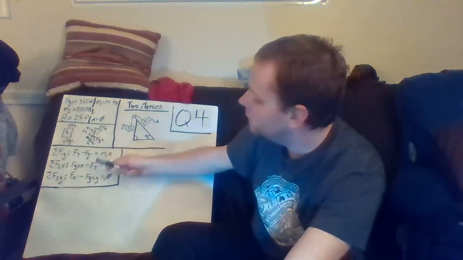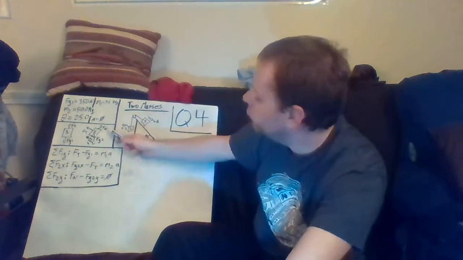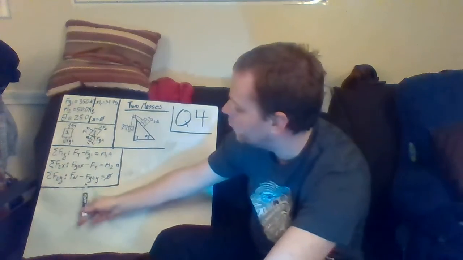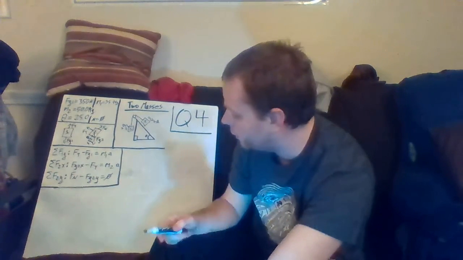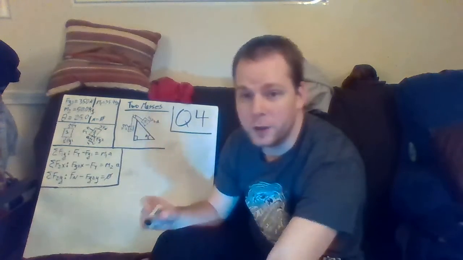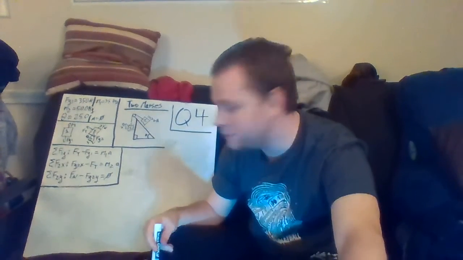In y, we have the same thing we usually do. Normal force positive, vertical component of the weight negative, so normal force minus the weight equals 0. So from here, we do a little bit of equation manipulation.